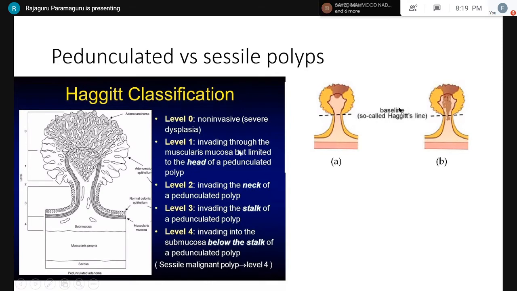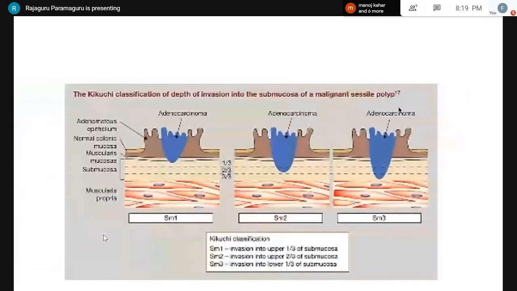So as you see here, level 1 is invasion through the muscularis mucosa, but limited to the head. Level 2 is invading the neck of a pedunculated polyp. So you have it till here, till the neck. This is level 2 over here. And then level 3 is invading the stalk of a pedunculated polyp. So anywhere from here to here will be 3. And then when it invades into the submucosa below the stalk, that is level 4. So the importance of the Haggitt line I will tell you.